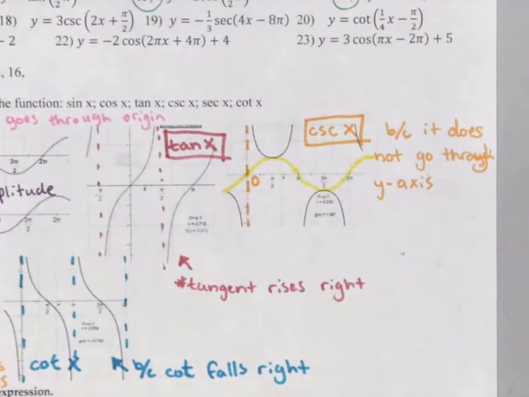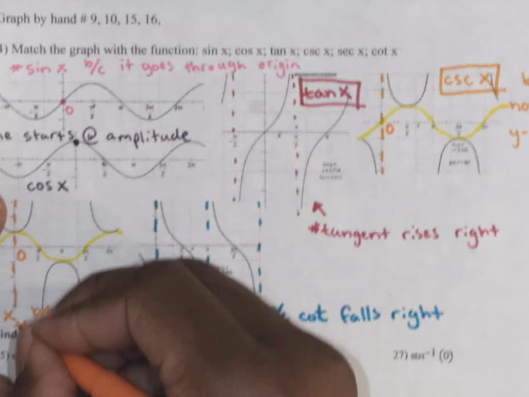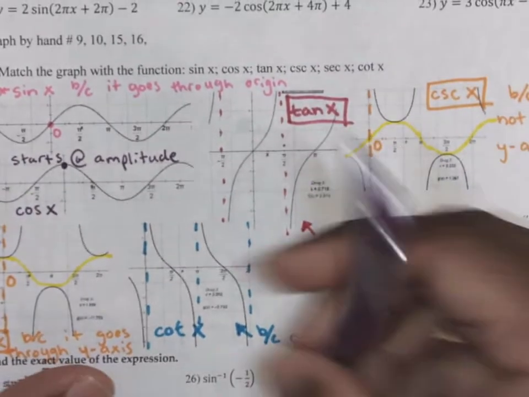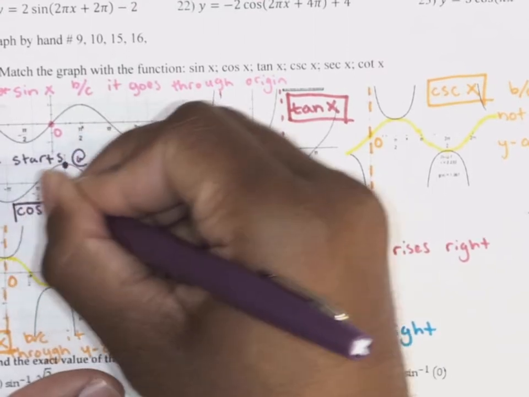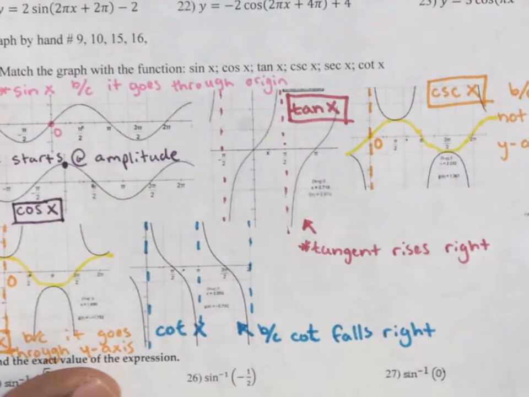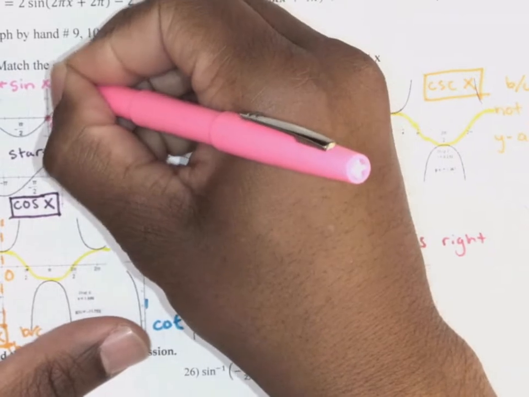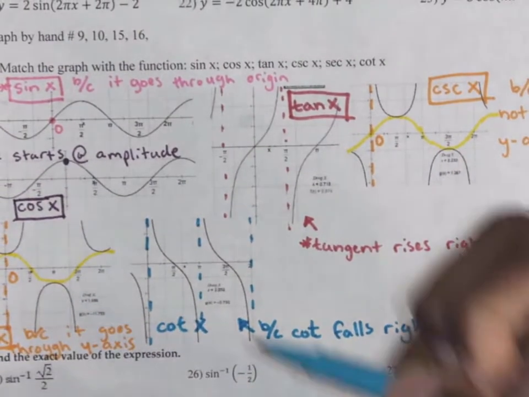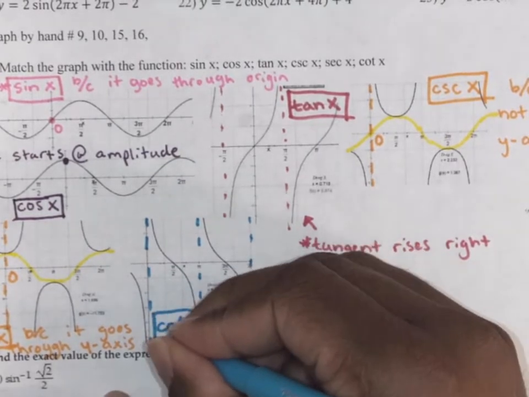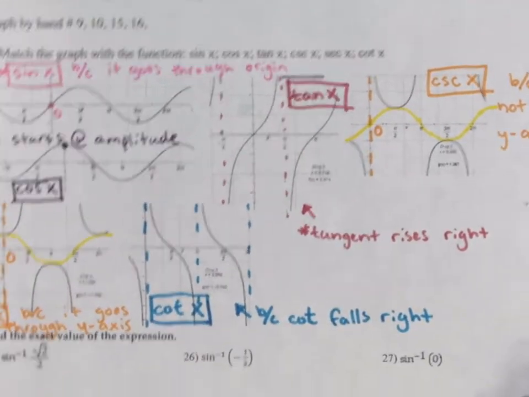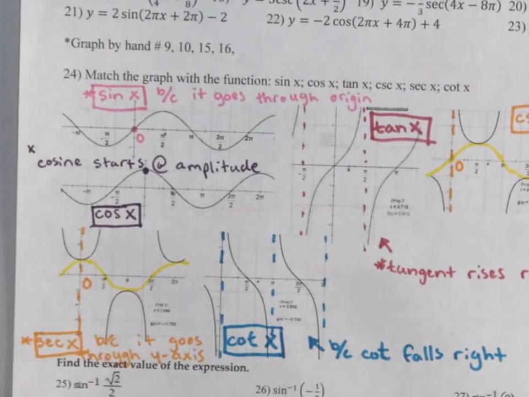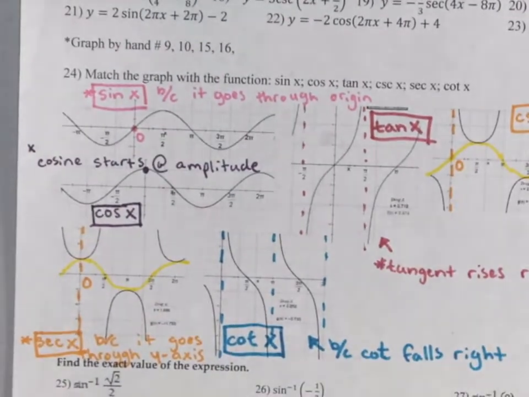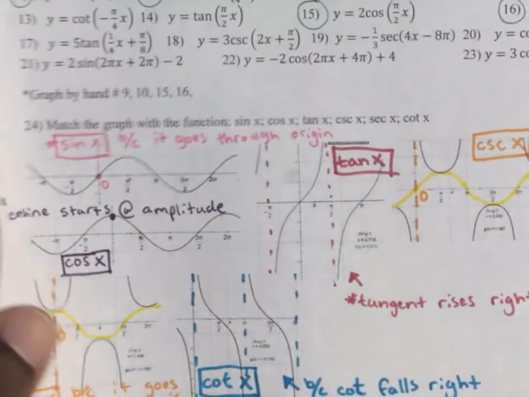Tangent's graph. We said this one was secant. We said this one was cosine. The one above it was sine because it went through the origin. Then this one down here we said was cotangent. Alright, so refer back to your notes. All you need to do is be able to match these. If we scramble them all up, could you figure out which one's which? That would be your goal for this one.